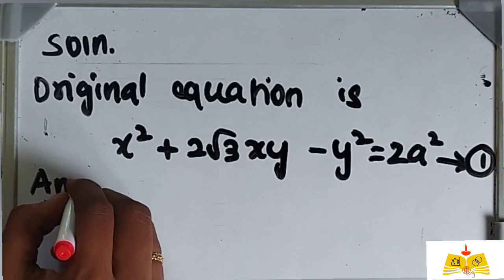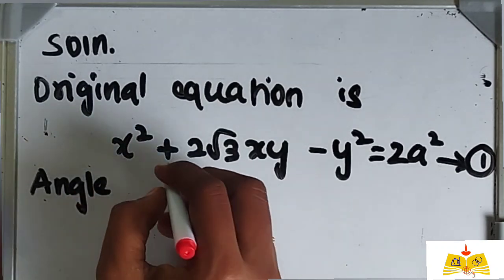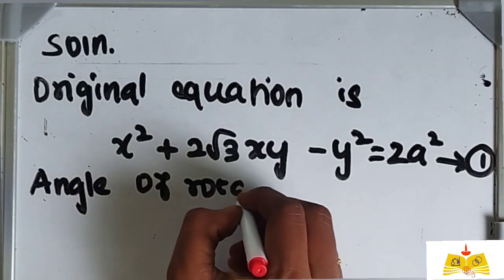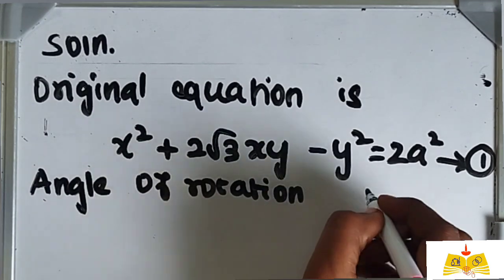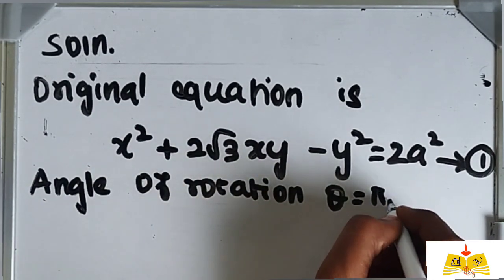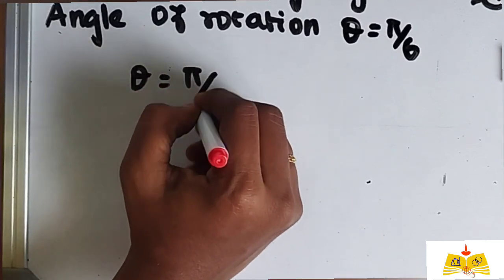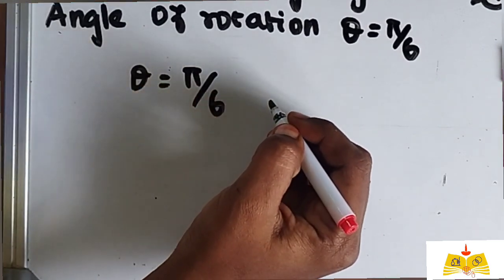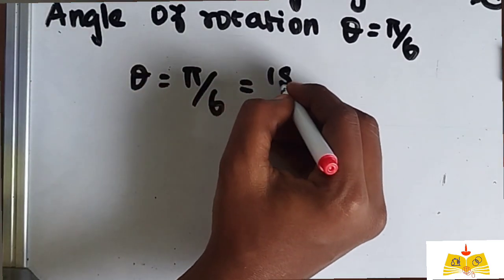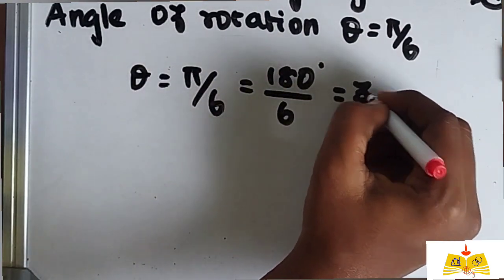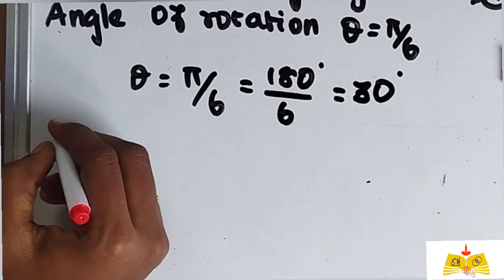So the axis is rotated, right? So what is the angle of rotation? The angle of rotation theta equals pi by 6. I am going to convert to degrees, so it will be 180 degrees divided by 6. So it is 30 degrees. Clear?